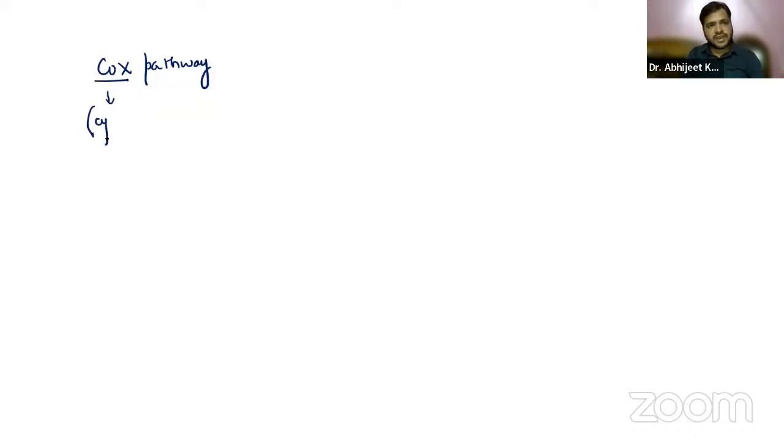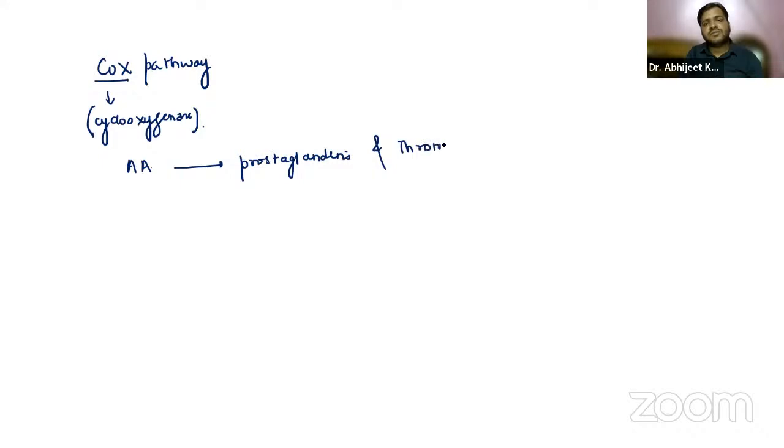COX basically means cyclooxygenase, right? Cyclooxygenase pathway. Now, arachidonic acid, I'm just writing AA. Arachidonic acid is converted into prostaglandins, and it is also converted into thromboxanes. So there are various COX enzymes, cyclooxygenase enzymes, which are acting on it, and they are converting this arachidonic acid into prostaglandins and thromboxanes, right?